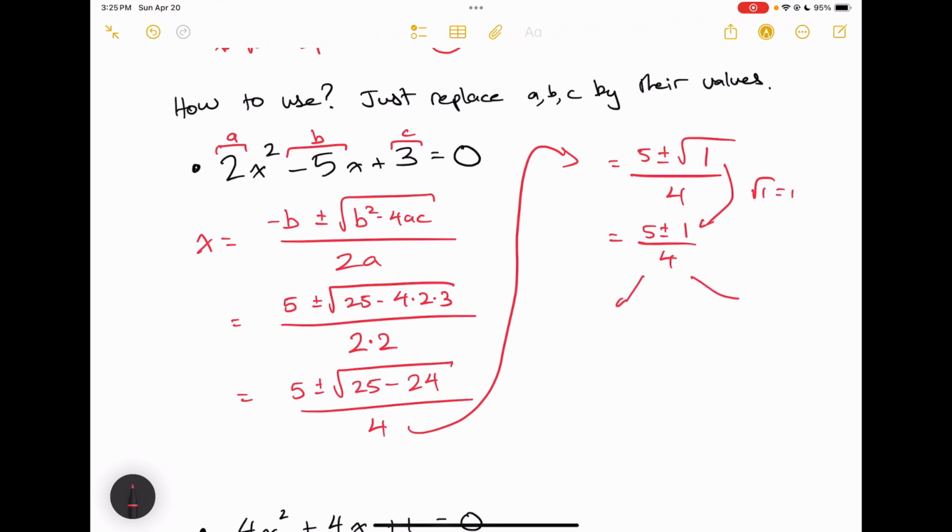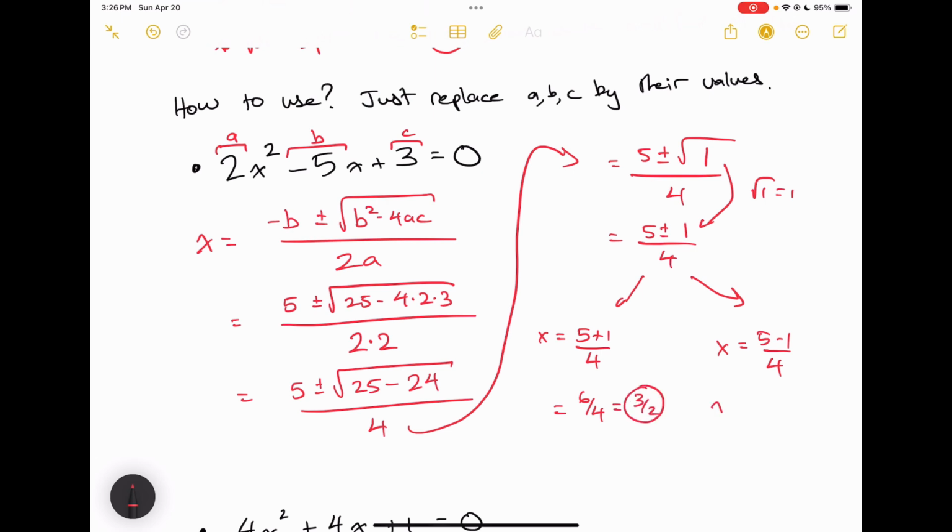Here's where we split. There's no other operations I can really do here. So I'm going to split this up into 1x is going to equal the positive version of the plus or minus, so it's going to be 5 plus 1 over 4. And the other version is going to be the minus version, so x will equal 5 minus 1 over 4. 5 plus 1 is going to be 6, so it's going to be 6 over 4, which just equals 3 over 2 when you simplify it.